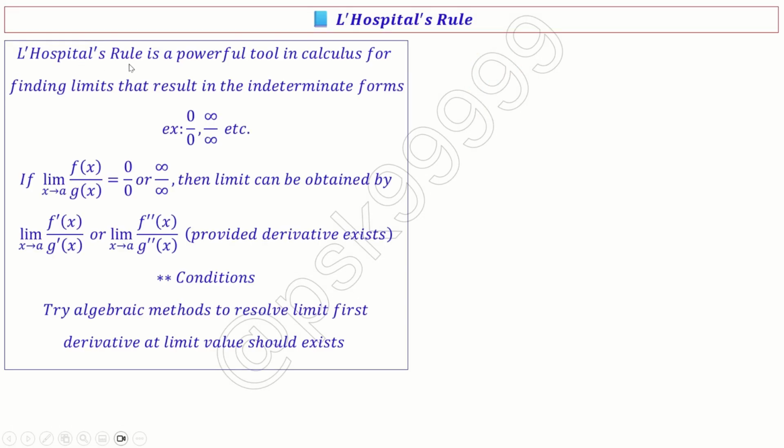L'Hospital's rule is a powerful tool in calculus for finding limits that result in indeterminate forms, like 0 by 0, infinity by infinity. If limit x tends to a of f of x by g of x is 0 by 0 or infinity by infinity, then the limit can be obtained by limit x tends to a of f dash x, the first derivative, divided by g dash x, the first derivative of g of x. Or if here also it is an indeterminate form 0 by 0 or infinity by infinity, you can apply the second derivative and go on. Normally after the second derivative you will know whether it is determined or not.